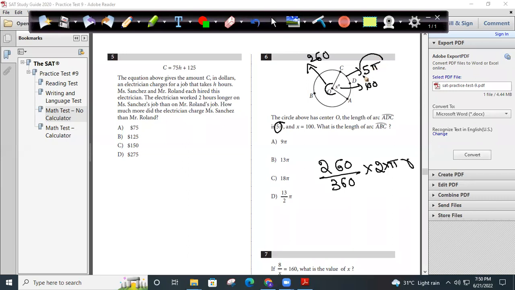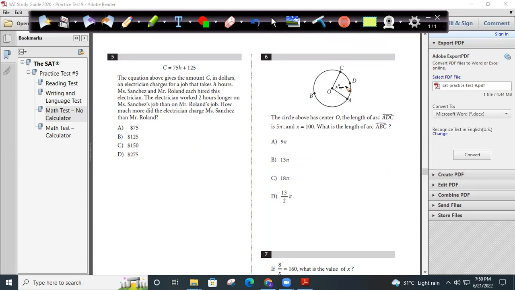The paper setter is very smart. He's trying to complicate things too much. So then how to solve? 100 degrees represents 5 pi, correct, right? This 100 degrees is 5 pi. 260 degrees is how much? As simple as that, cross multiplication.